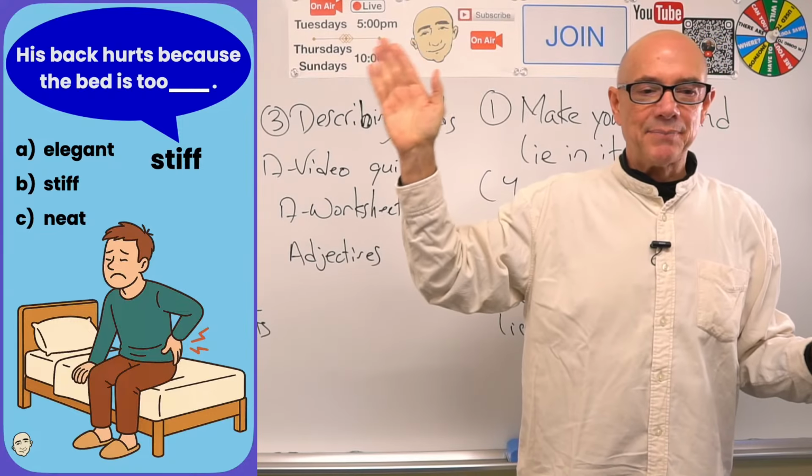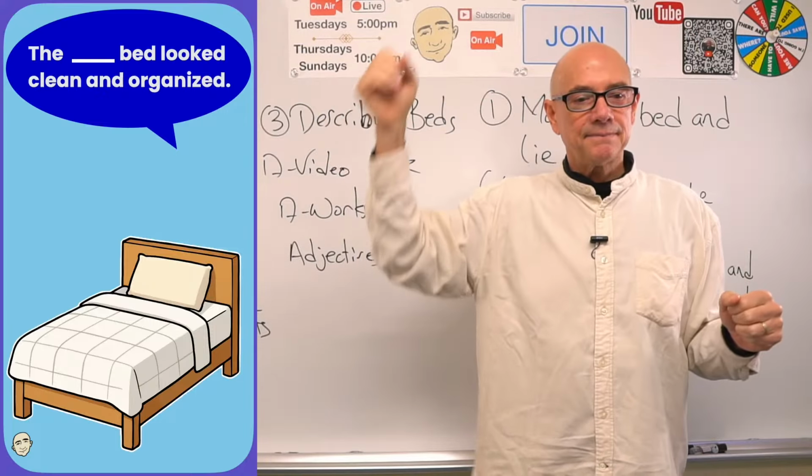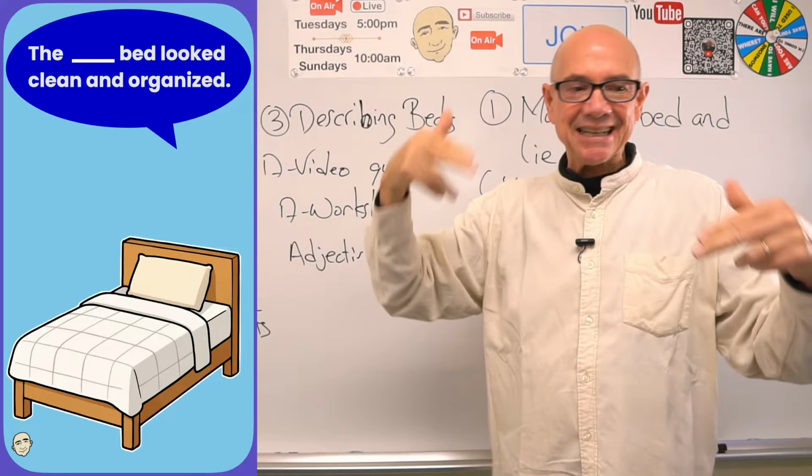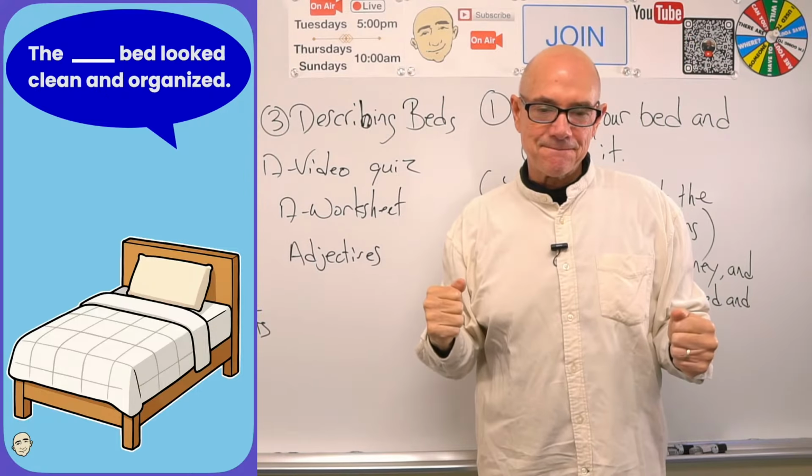Okay, our next sentence. Hey, Mary's here. Mary, hello. The bed looked clean and organized. What could that adjective be? What kind of bed? It looks clean and organized. So what adjective describes or means clean and organized? K4 is in the house. Hello, K4. Okay, so we have neat, new, cozy. You guys are doing great. Nice adjectives. Okay, good, neat. See, you're thinking the right way.